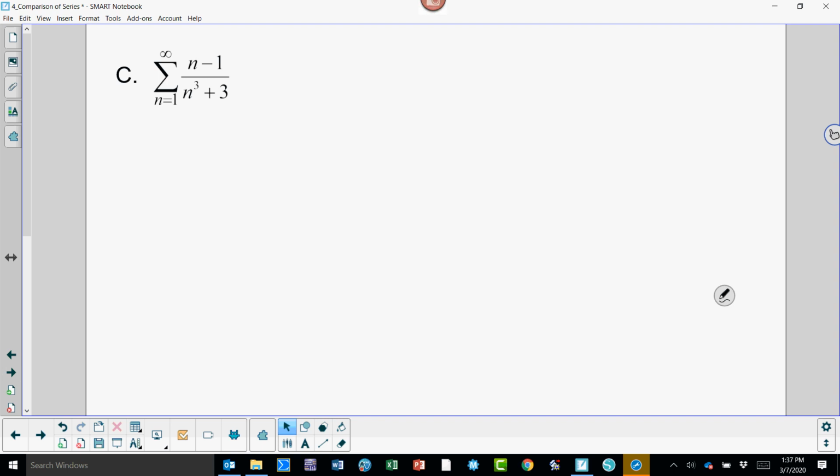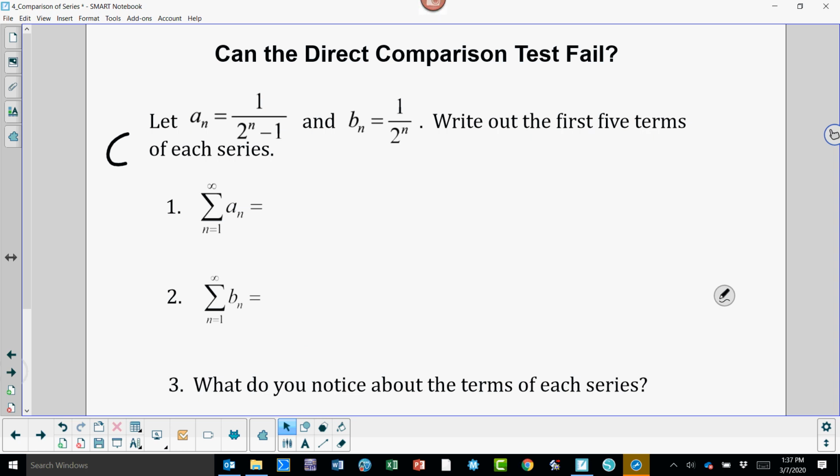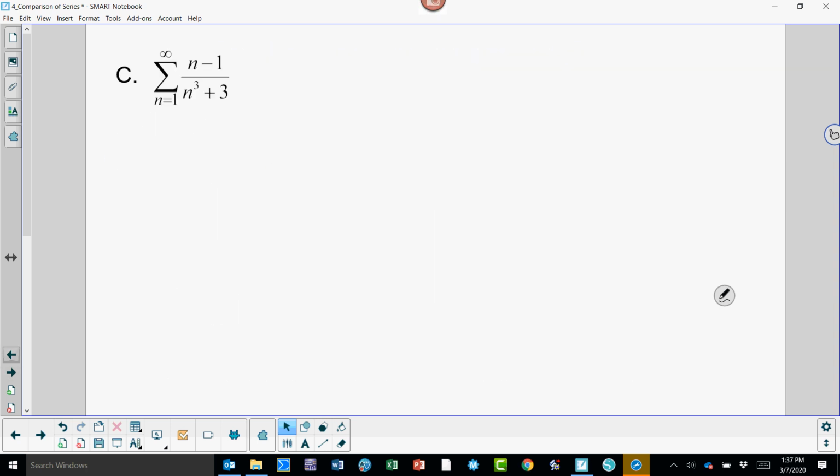So again, if I'm going to use direct comparison test to do this, I need to figure out what to compare it to. So you ignore the -1 and the +3, and you look at n over n cubed. Well, that simplifies to 1 over n squared. So we are going to compare to the series n equals 1 to infinity. Now, if that had started at 2, I would start at 2, okay? You just make sure you start at the same place. I'm going to compare it to 1 over n squared. So that's how we get a comparison to try.